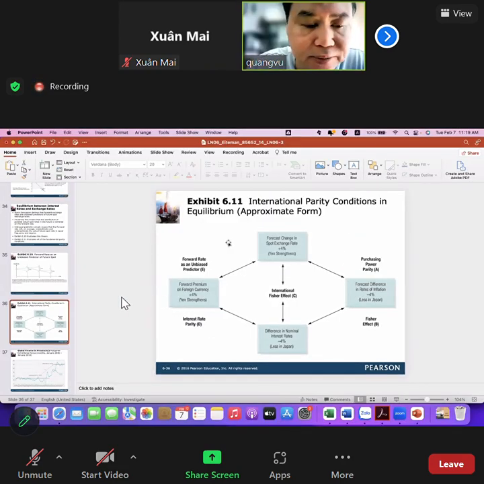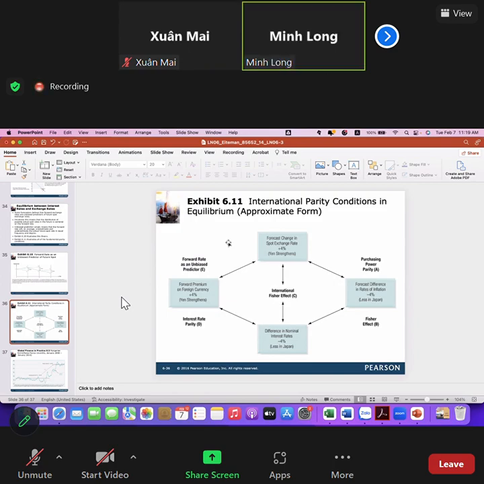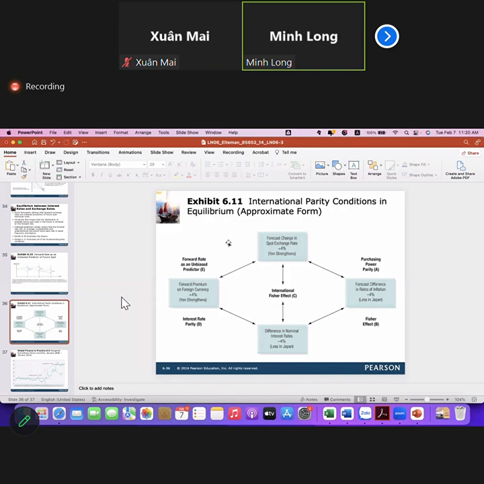Yes, go ahead. Because we forecast change in spot exchange rate and forecast difference in rates of inflation by the relative purchasing power parity, it means that we know the forecast change in spot exchange rate, and then we have the forecast difference in rate of inflation, right? So after the forecast difference in rate of inflation, we have the Fisher effect.